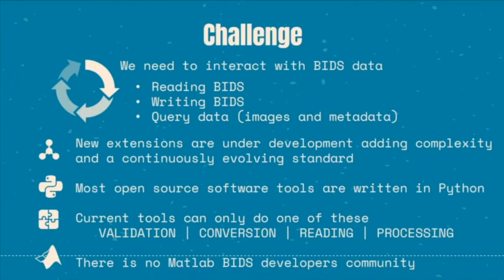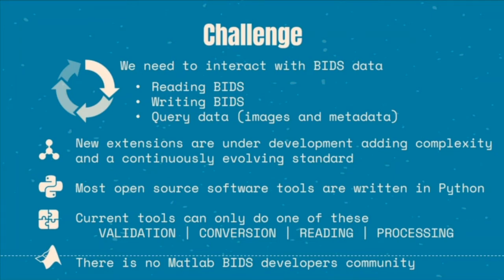But now there are some challenges when we use BIDS. We need to interact with our BIDS data set. We have a lot of mouse data sets of 1,000 scans, so we need to be able to read this easily and to write to the BIDS data set easily. We also want to query data, for instance, we want from these kinds of subjects, all these kinds of images with this kind of metadata. So we need to be able to easily interact with our data set.